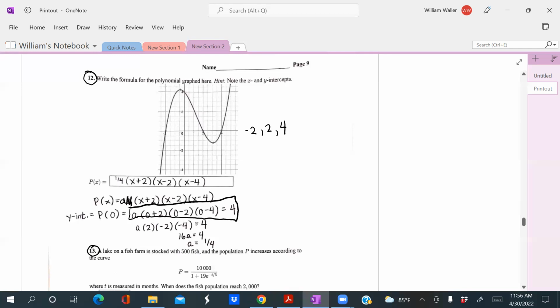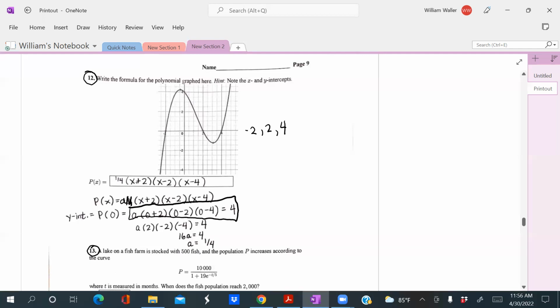When you multiply these parentheses together, that's 2 times -2 times -4, which is positive 16. So we have 16A equal to 4, because the y-intercept has to be 4, because that's what I see in the picture. Then just divide both sides by 16, and you get A is equal to 1/4. So I know the right coefficient to put into my polynomial function formula is 1/4. That will give me the correct y-intercept when I graph the function. So there's my formula.